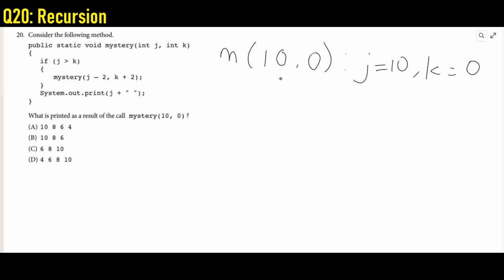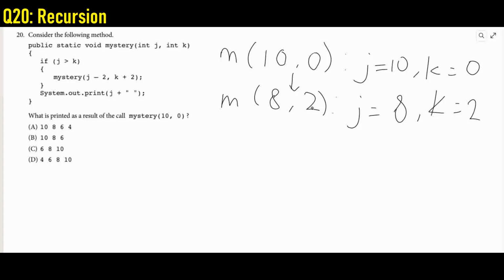And so let's just keep track of each recursive call and what values they take in. So with this first recursive call, this initial call when j equals 10, k equals 0, 10 is obviously greater than 0, so we're going to enter this if statement here. And this statement is going to call mystery with j minus 2, which is now 8, and k plus 2, which is going to be 2. And so let's just write this down to keep track. And let's just draw this little arrow to signify that we went from this call over to this call.